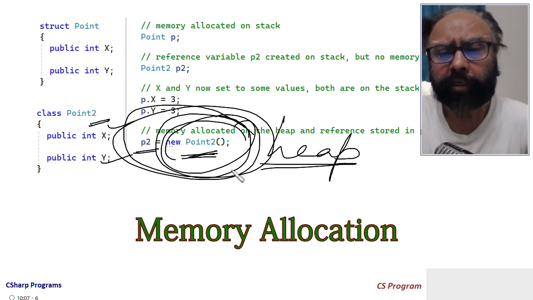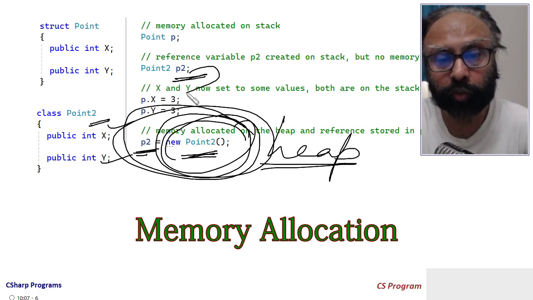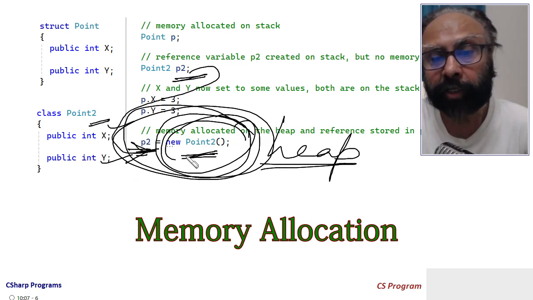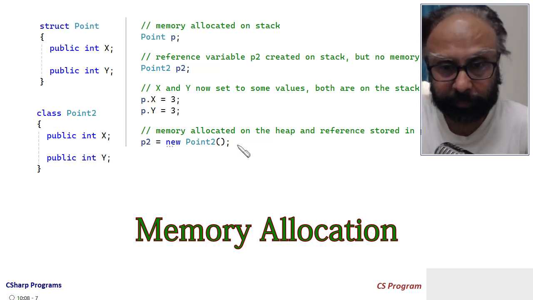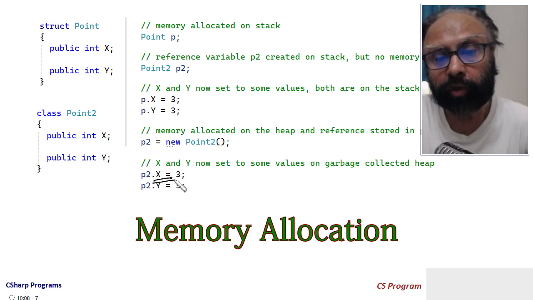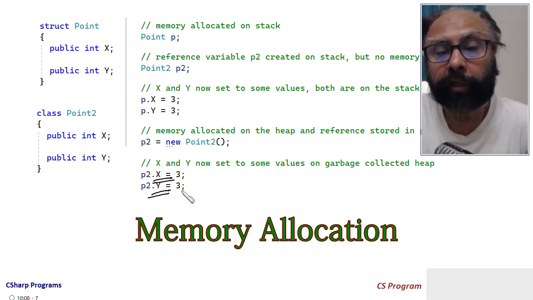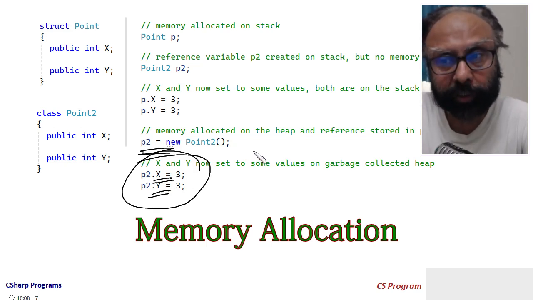So in that case, heap is always costly, and in this case p2, which was supposed to carry the address of a Point2, finally gets the address of the object. The memory is allocated at this point. So let's move next, and here we have written p2.x equal to 3, p2.y equal to 3. This means that this p2 is now finally initialized, or the values have been set, and we have started giving the values to this one.